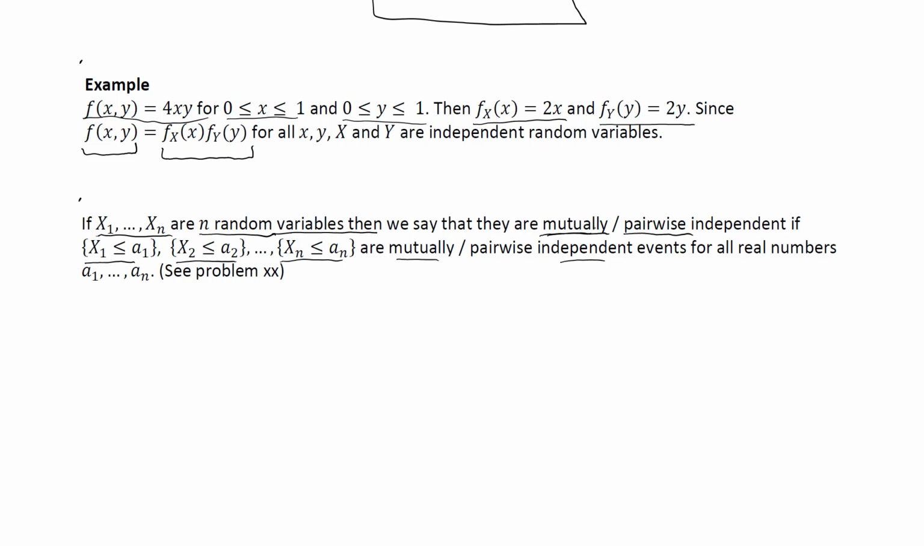If you are told that a sequence of n random variables are independent without knowing whether they are mutually independent or pairwise independent, then the convention is that we mean that they are mutually independent. So the term independence by itself in most cases means mutually independent when we have a sequence of more than two random variables.